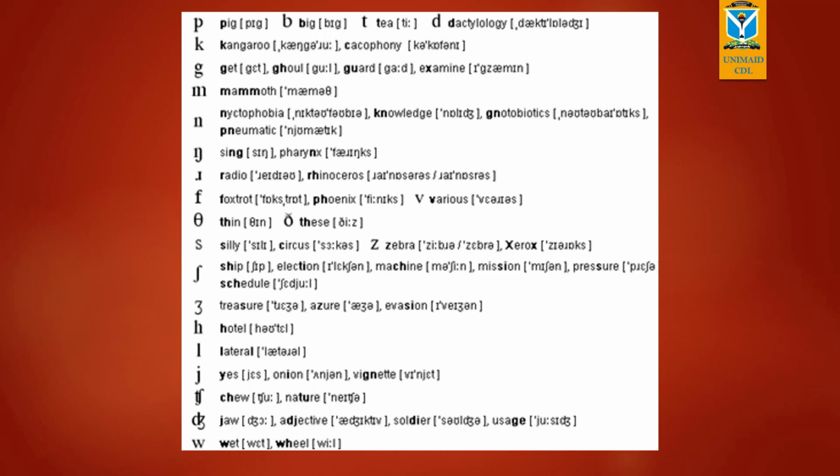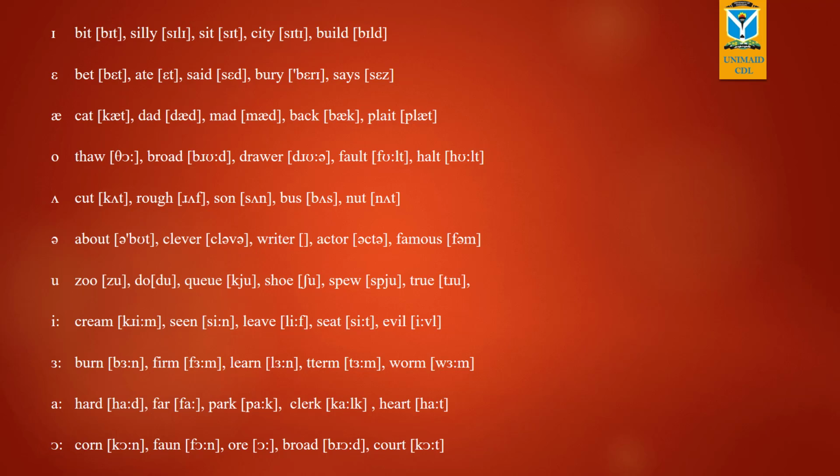Then you have L as in literal, Y as in yes, Sh as in chew, nature, J as in jowl, soldier, adjective, then W as in wet. All these exemplify the consonant sounds we are talking about.